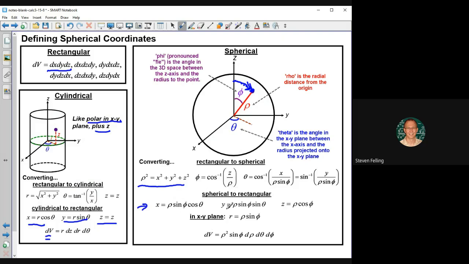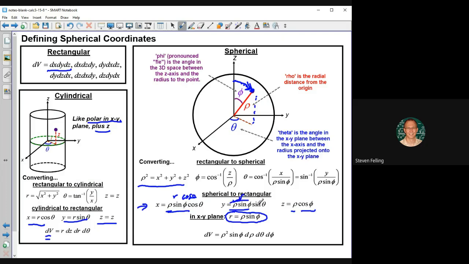But it turns out that the z coordinate here is rho times the cosine of the phi angle. Then the x and the y are rho times the sine of the phi angle, times cosine of the theta angle or sine of the theta angle. If you just remember that r is rho sine phi, then x is still r cosine theta, except that now r is rho sine phi. So x is rho sine phi times cosine theta.